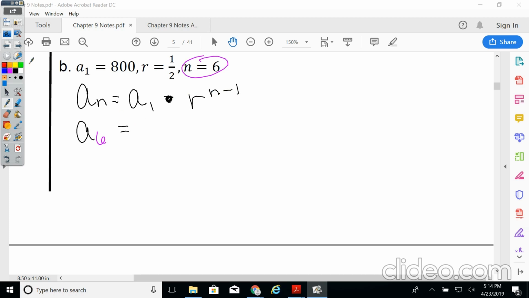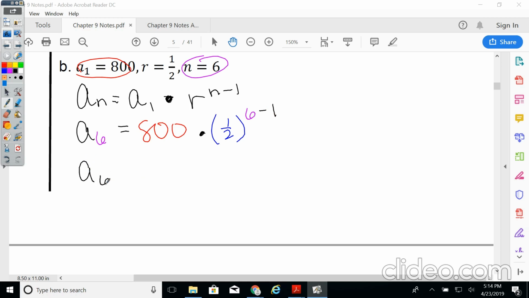Our first term is the 800 times our ratio, which is the 1/2. Again, it needs to go in parentheses if you're going to type it all in at once. And then n is 6 minus 1. These two will always be the same. The exponent and the subscript are always the same number.